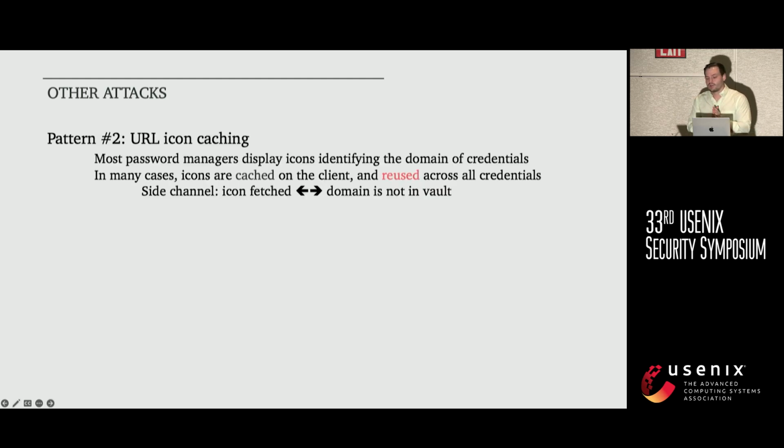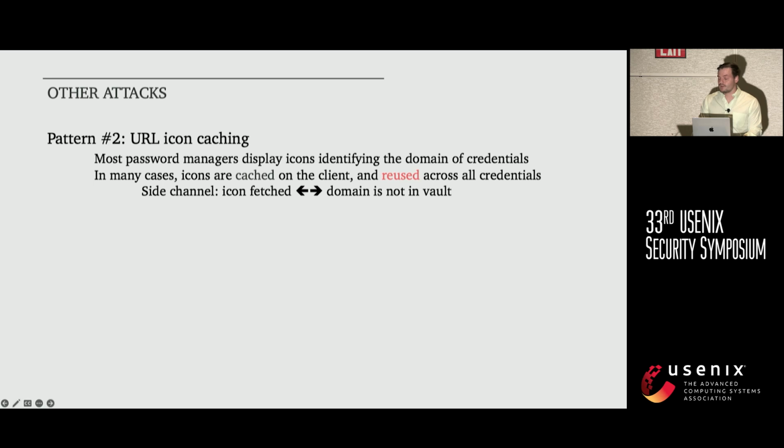As I mentioned earlier, another common feature of password managers is to show a small icon next to each credential, identifying the domain that it's for. And it turns out that these icons are cached and reused by the client across all vault credentials. So if you add a password for google.com, this triggers a network request to fetch that particular icon. But if you add another credential for Google, the icon is just reused from what's stored on the client.